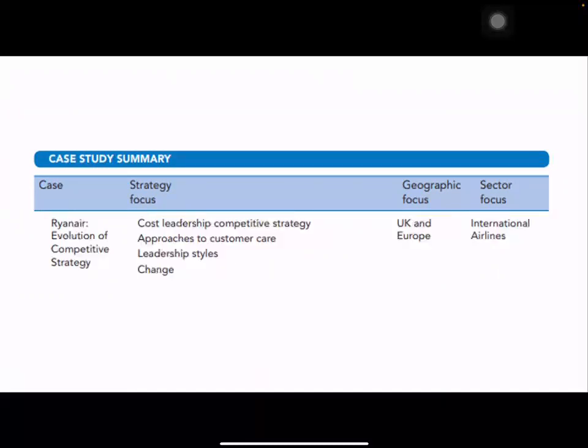Now we move on to the Ryanair evolution of competitive strategy. You'll be focusing on the cost leadership competitive strategy, approach to customer care, leadership styles, and change. Your geographic focus is the UK and Europe, and your sector is international air and airlines.